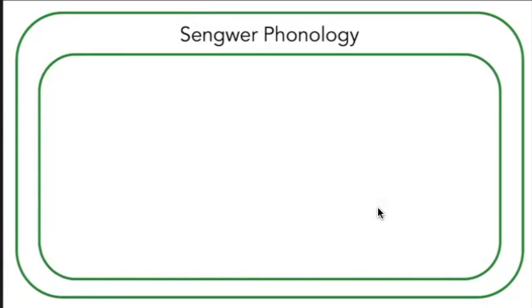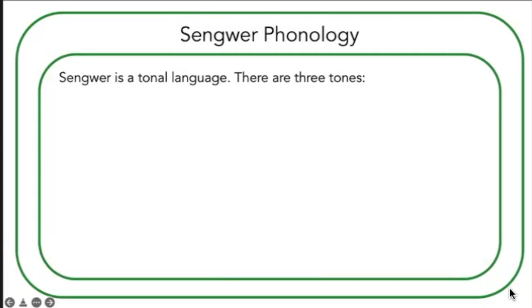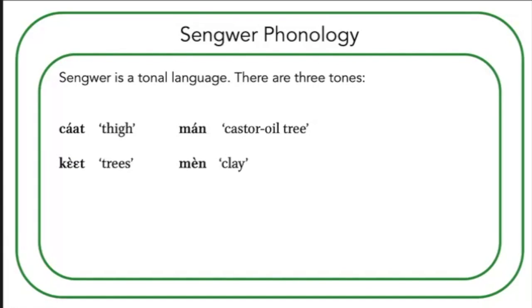For vowels, it's a 5x5 vowel system with ATR harmony. So you have 2 front high vowels, 2 back high vowels, 2 front mid vowels, 2 back mid vowels, and 2 low vowels. Sengwer also has 3 tones, a high tone like chat or man, a low tone, ket, men, and a falling tone, kat, ko.